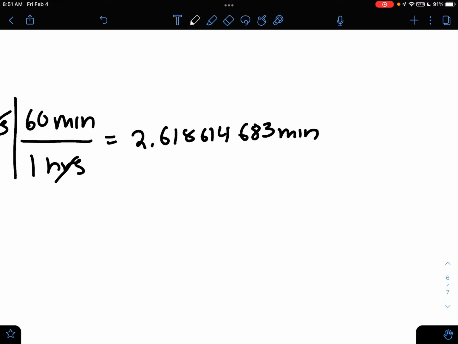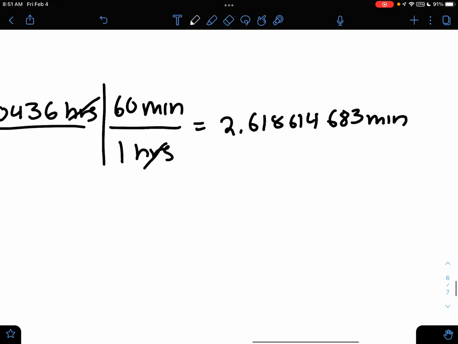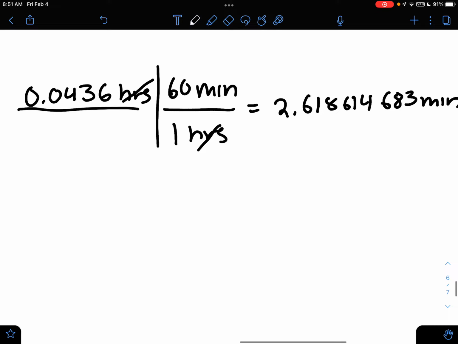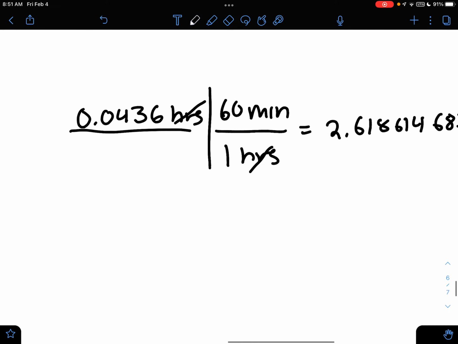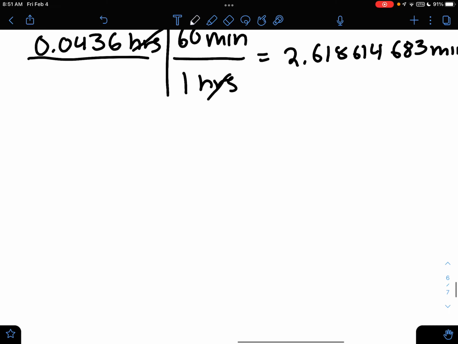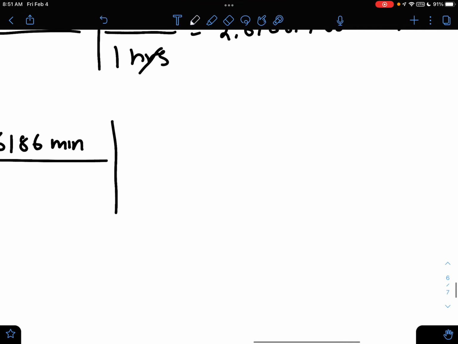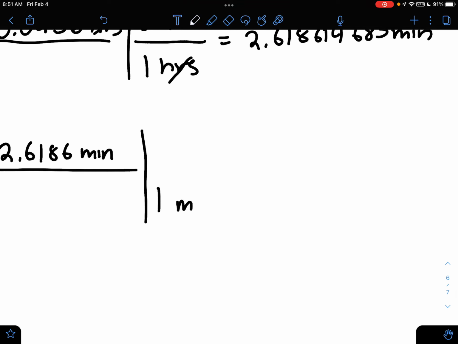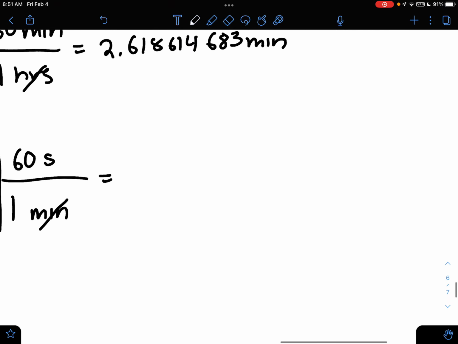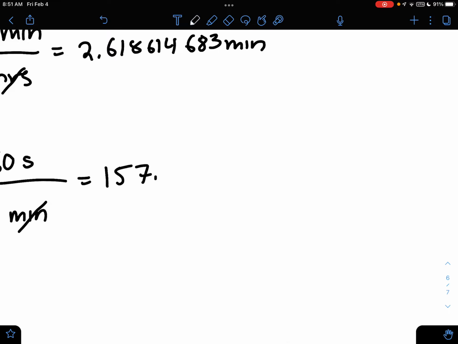2.618683 minutes. Cool. But I usually do a lot of stuff in meters per second, everything's in seconds. So I'm just going to real quick convert it into seconds. That many minutes, and for every 1 minute, we have 60 seconds. Minutes cancels, and we're left with 157.11688 seconds.